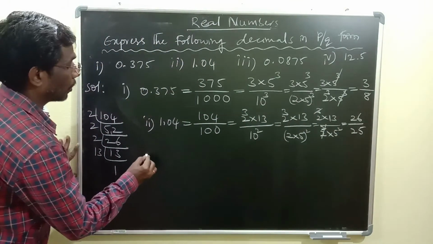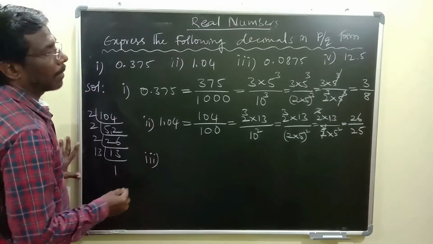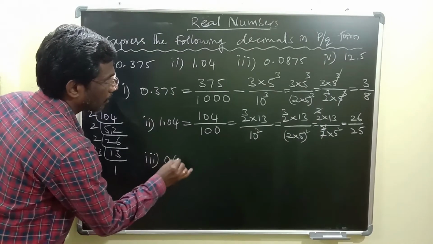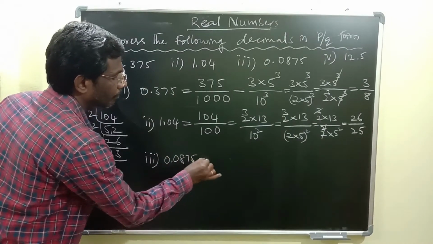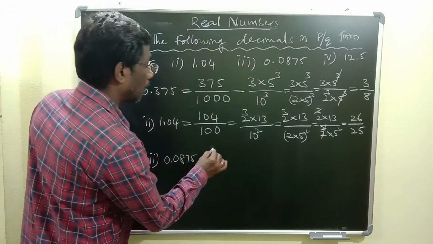Next we do the third one. Third one is 0.0875. Remove the point for this decimal is what?